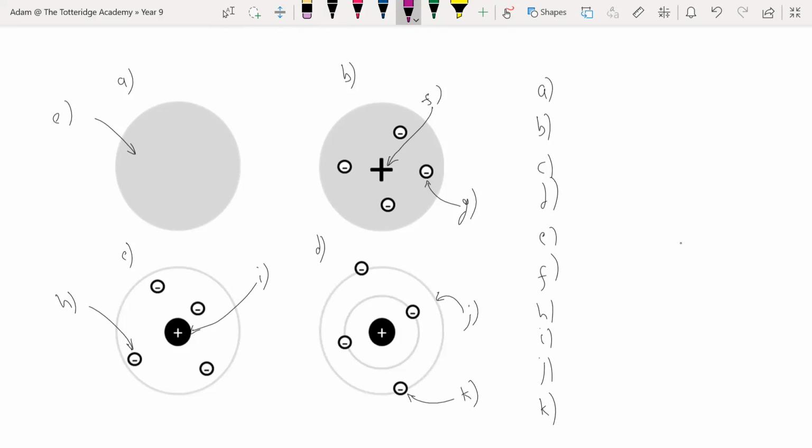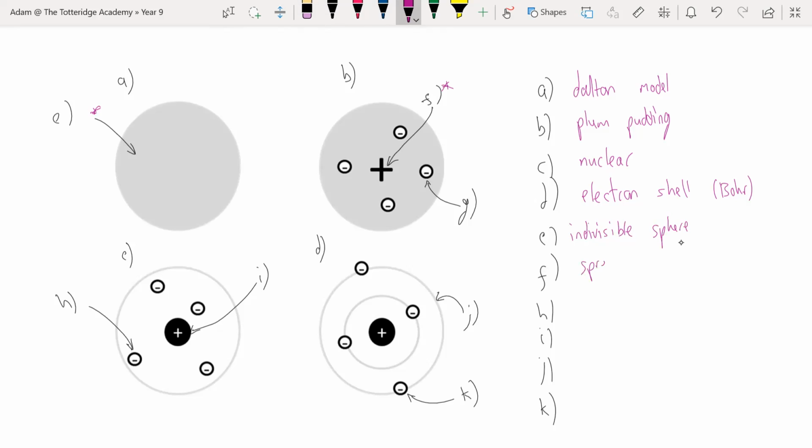Okay, let's go through. So A, we know, is the Dalton model. B is plum pudding. C is nuclear. And D is electron shell. Now, sometimes the electron shell model is called the Bohr model. E is over here. So that's the indivisible sphere. Indivisible. I spelled that wrong completely. Indivisible. Sphere. F is over here. So that's our spread out positive charge.